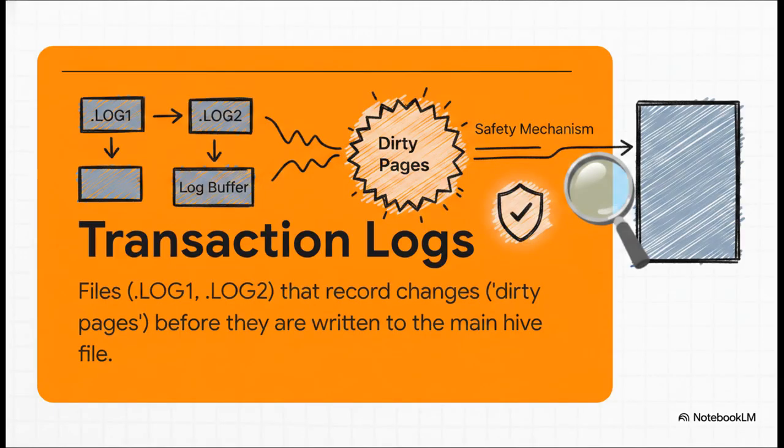But here's the thing. The registry isn't static. It actually operates like a transactional database. So when a change is made, Windows doesn't just write it to the main hive file right away. Instead, it first jots down the changes in these little log files as what are called dirty pages. Just think of it like writing something in pencil in a notebook before you commit it to ink. It's a safety mechanism to prevent corruption.